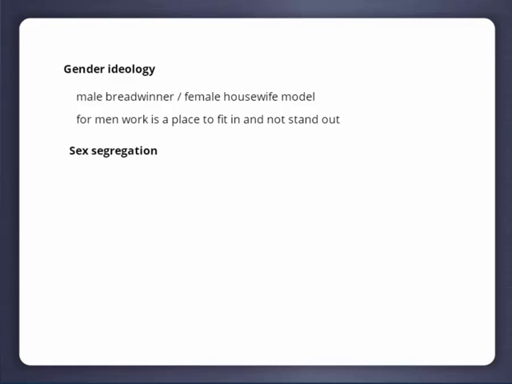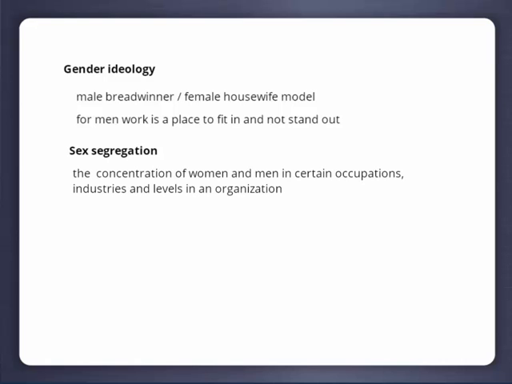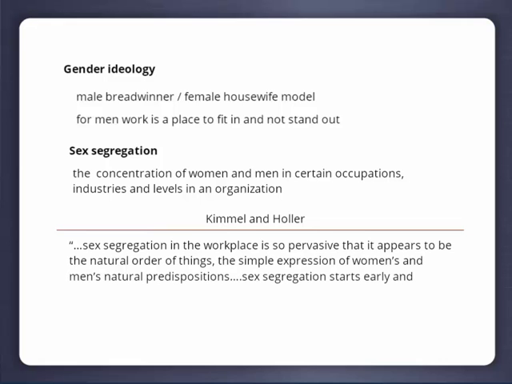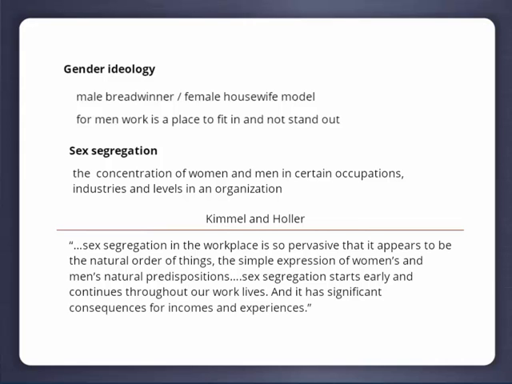Although outright discrimination because of gender is less pervasive, sociologist Barbara Reskin refers to the concentration of women and men in certain occupations, industries, and levels in an organization as sex segregation. Kimmel and Haller, in their book, The Gendered Society, write, "Sex segregation in the workplace is so pervasive that it appears to be the natural order of things, the simple expression of women's and men's natural predispositions. Sex segregation starts early and continues throughout our work lives, and it has significant consequences for incomes and experiences."